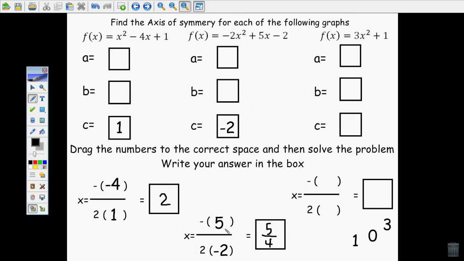And notice it will be positive because I've got a negative here. A negative over negative makes it positive. In the numerator, it would be -5. And then the denominator, 2 times -2, would be -4. But if I have -5 over -4, then negative over negative just makes it positive 5/4. Okay, I'm going to give you about 30 seconds to figure out this last one here. Remember, if there's no x term, then b is 0.